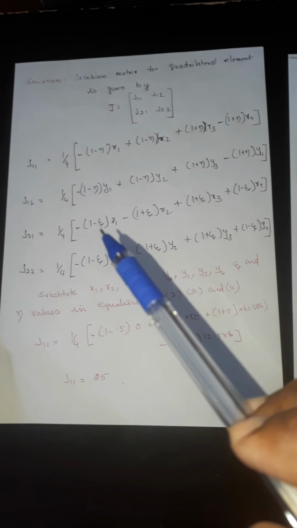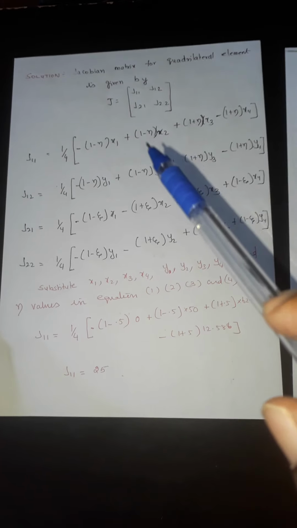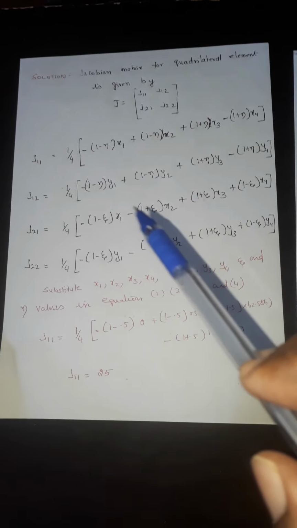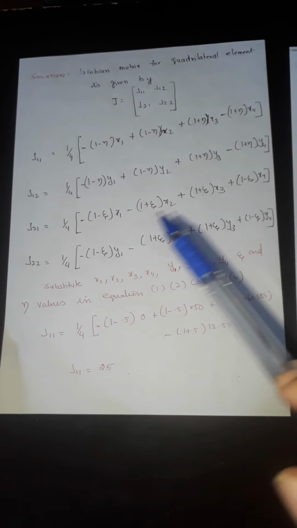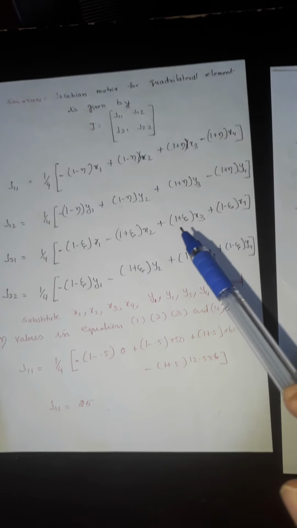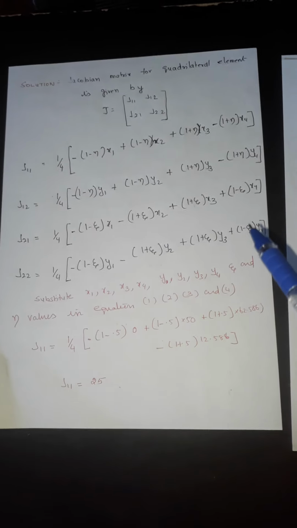Then replace eta with epsilon. Here it is minus (1 minus epsilon) x1, (1 minus epsilon) x2, plus (1 plus epsilon) x3, and so on. Don't confuse the signs: here it is plus and here it is minus. Take the x values x1, x2, x3, x4, and the same for y1, y2, y3, y4.